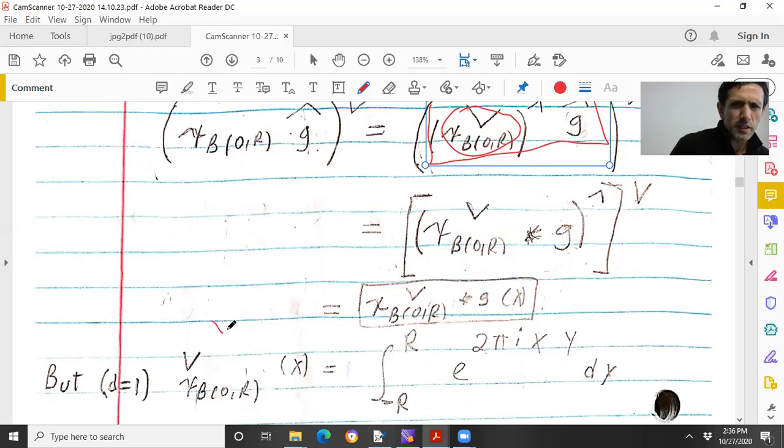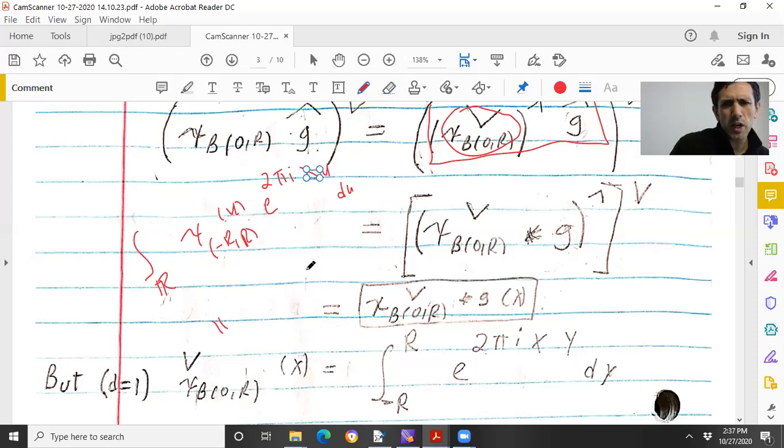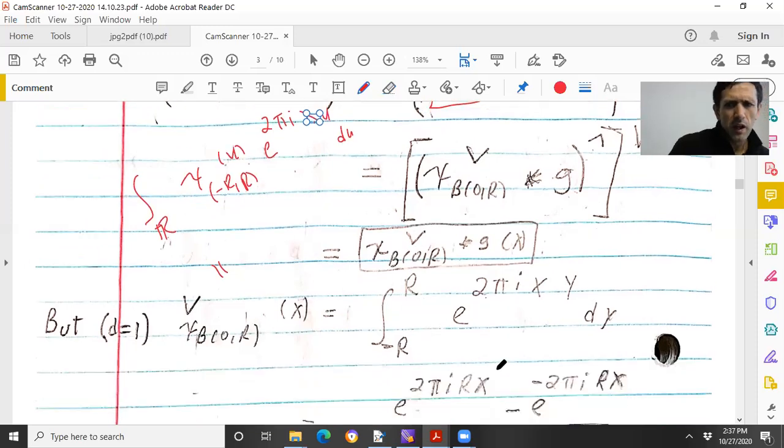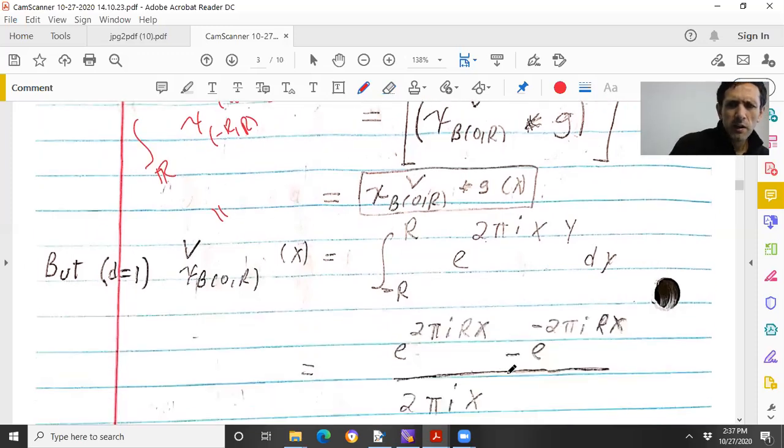So this obviously is going to be, well, integrate over the real line, characteristic function of minus r to r in dimension 1, e to the 2 pi i x u du, because it's inverse, there's no minus here. There is no dot here, it's just ordinary multiplication. So this just becomes the integral from minus r to r of this exponential here. You can compute this very easily.